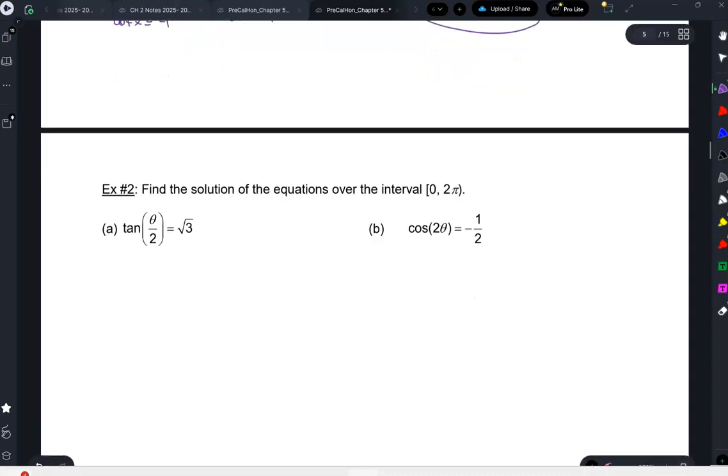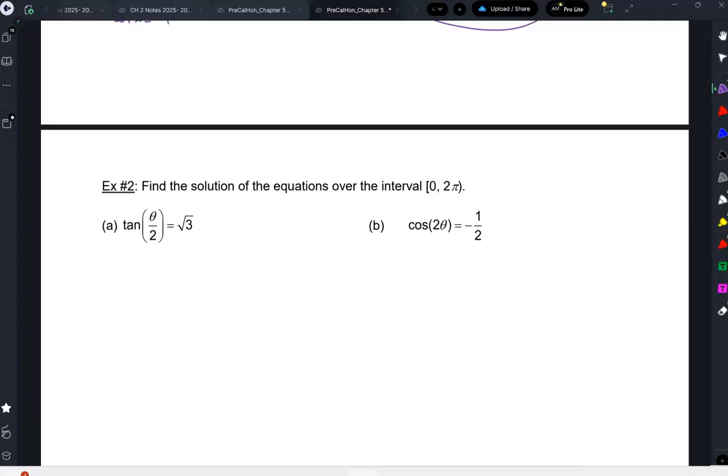Okay, all right. So take a look at this one. Now it says to find the solution over the interval 0 to 2 pi. When it says over the interval 0 to 2 pi, we're going to leave out the plus 2 pi n or the plus pi n or whatever. So here, tangent of an angle is equal to root 3. Now in here, the trig function is already isolated. The angle is different, but the trig function is isolated.